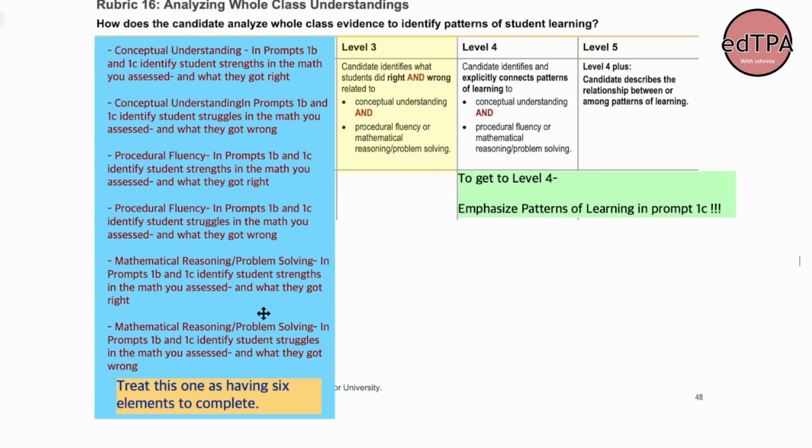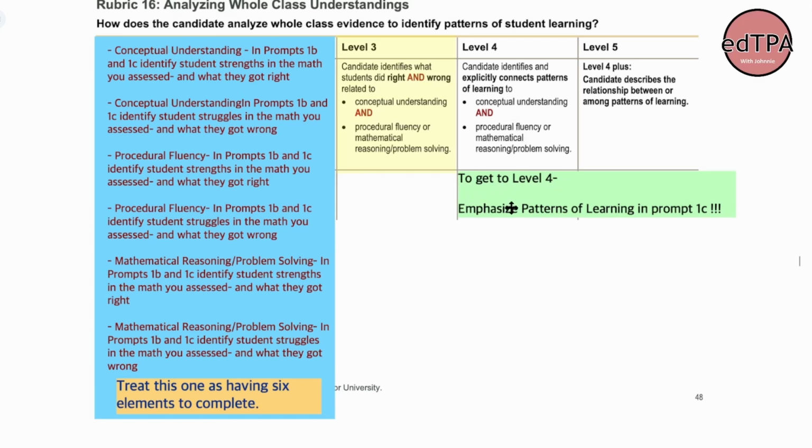So if you were to do all 6, you hit all of these, but you also set yourself up for level 4, because look what level 4 says. Candidate identifies and explicitly connects patterns of learning, so this is where you have to talk about patterns, for conceptual understanding and the other two as well. So you want to try to do all of them.